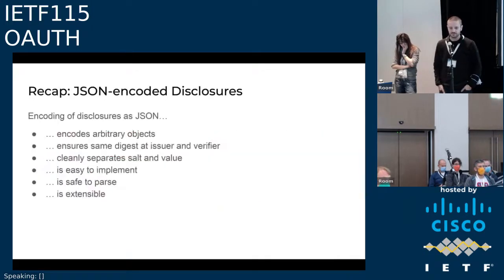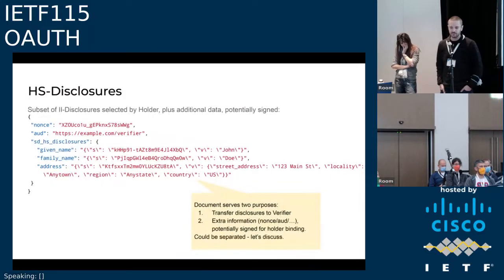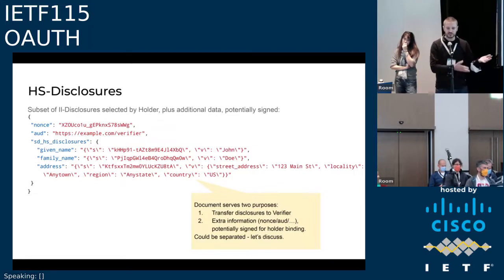Next slide, please. The issuer-issued disclosures document is created by the issuer and sent to the holder. The holder selects some of the claims to disclose to the verifier. So the holder-selected disclosures document is a subset of the issuer-issued disclosures document. In the current spec, the same document is also used for the holder binding. So things like nonce or audience can be added into this document, and then the whole thing can be signed and sent from the holder to the verifier, and the verifier can then verify that it was actually signed with the holder's key.